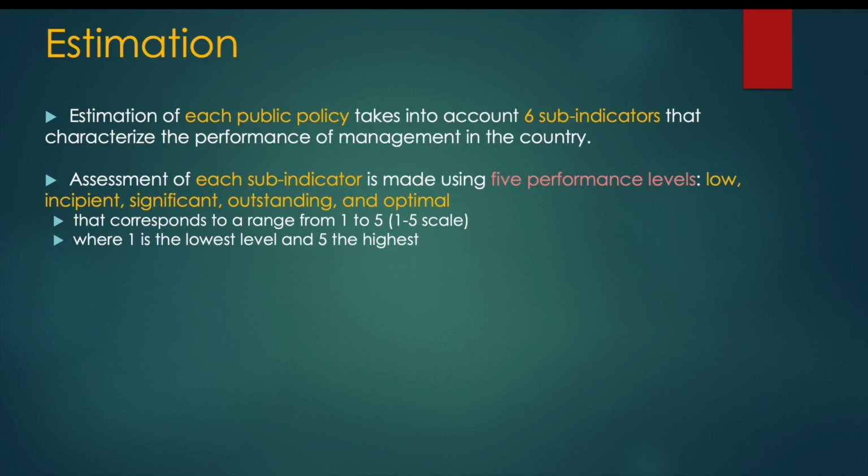Here the estimation issues are mentioned. The estimation of each public policy takes into account 6 sub-indicators that characterize the performance of management in the country. Assessment of each sub-indicator is made using 5 performance levels, that is low, insufficient, significant, outstanding, and optimal, that correspond to a range of 1 to 5 scale, where 1 is the lowest level and 5 is the highest level.